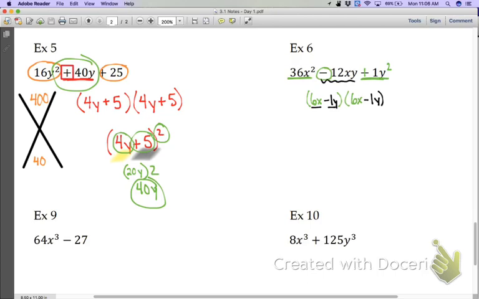I'm okay with you leaving it like this here. Or if you want to rewrite it as 6x minus y, quantity squared, since you have two of them, that works as well. Either answer is okay by me.